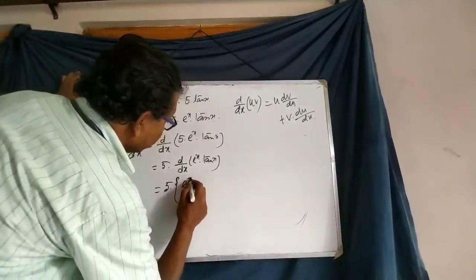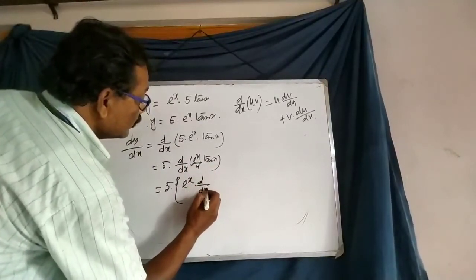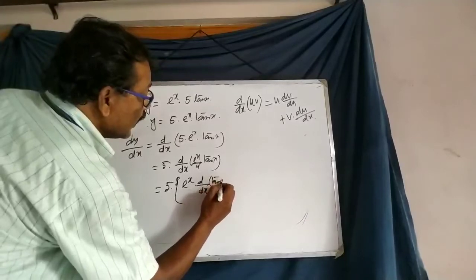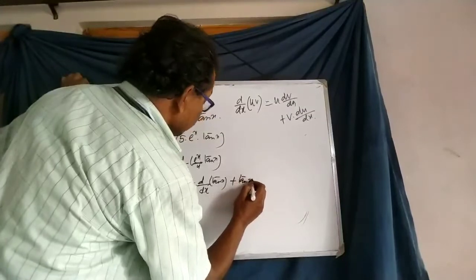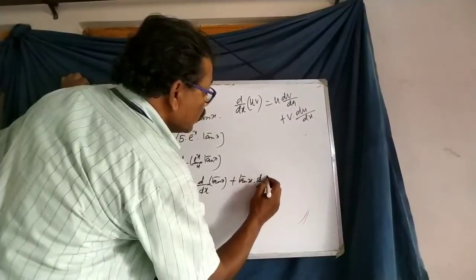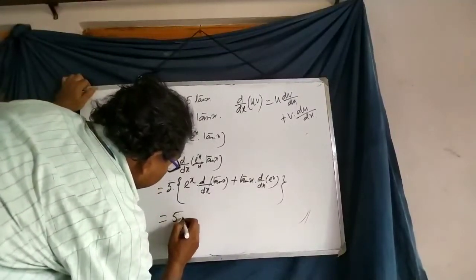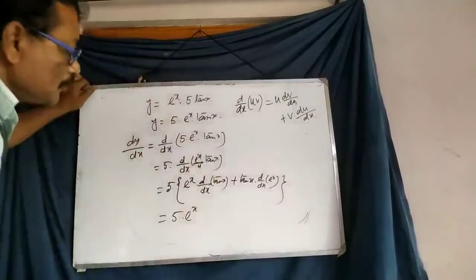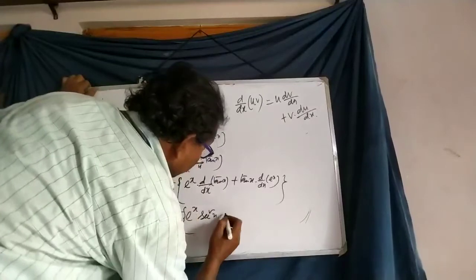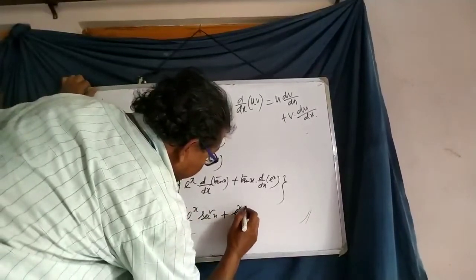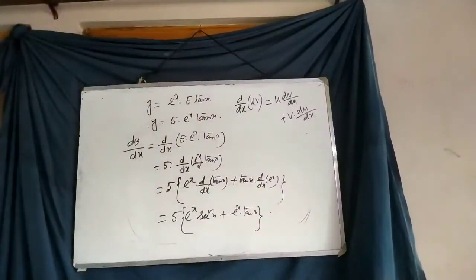d/dx of e to the power x unchanged when e to the power x plays the role of u, and d/dx of tan x when tan x plays the role of v. Again tan x unchanged and d/dx of e to the power x. Therefore, the result is 5 e to the power x into d/dx of tan x, that means x square, plus e to the power x into tan x. This is the result, and this is the differentiation of the given function.